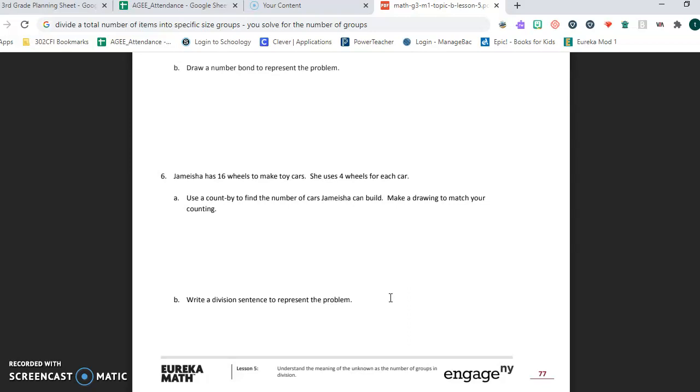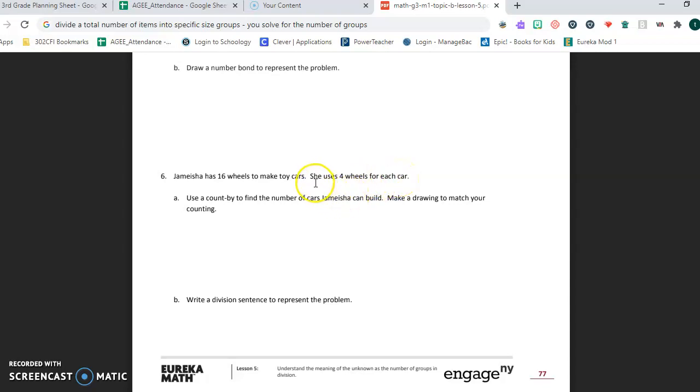And the last problem that is assigned to you today is focused on a person named Jamisha. And again, we don't really know who Jamisha is, so we can imagine that it's us or someone that we know. Jamisha has 16 wheels to make toy cars. She uses 4 wheels for each car.